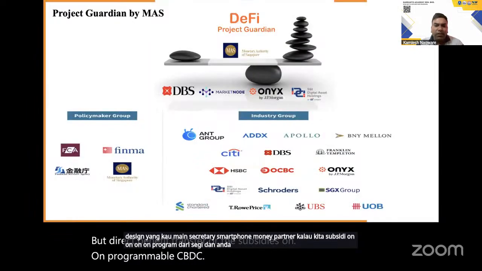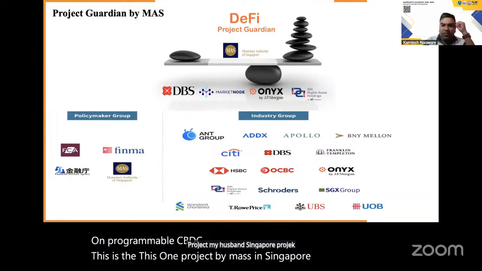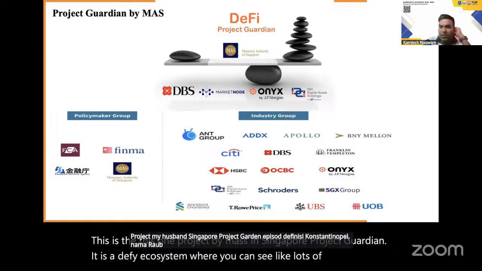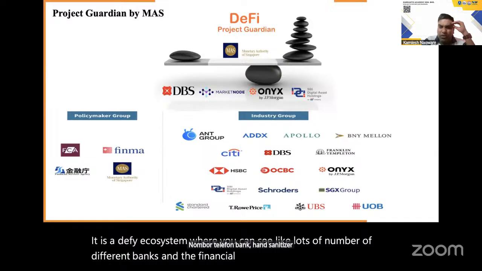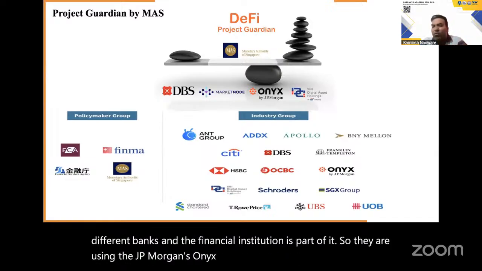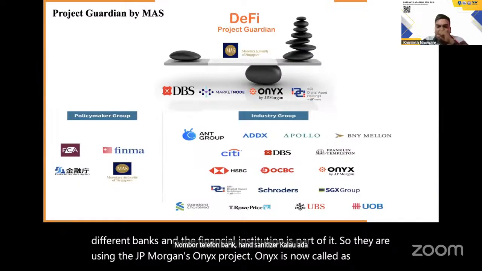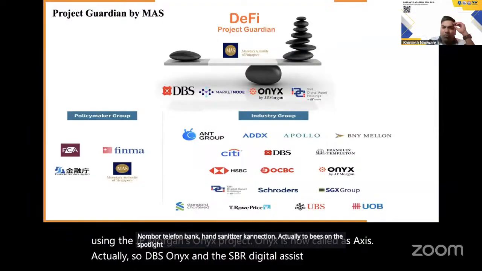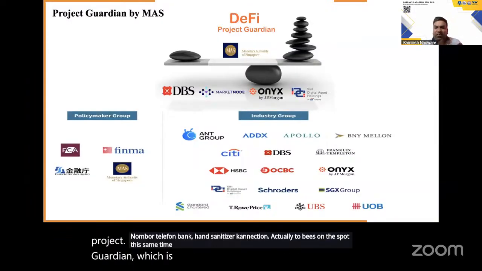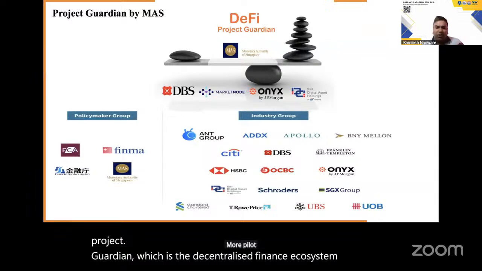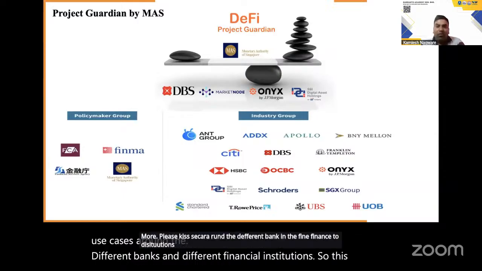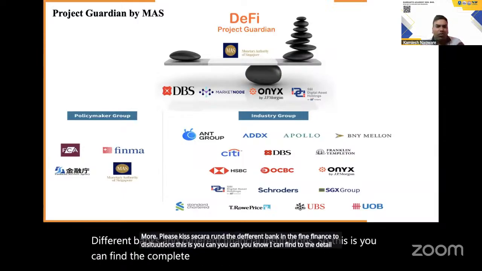And this is one project by MAS in Singapore, Project Guardian. It is a DeFi ecosystem where you can see lots of different banks and financial institutions are part of it. They are using JP Morgan's Onyx project. Onyx is now called Kinexys. So DBS, Onyx, and SBI Digital Assets Holdings created Project Guardian, which is a decentralized finance ecosystem of pilot use cases around different banks and financial institutions. You can find the complete detailed report on this one.